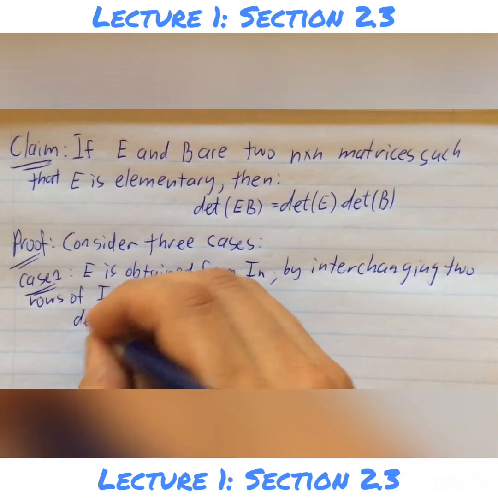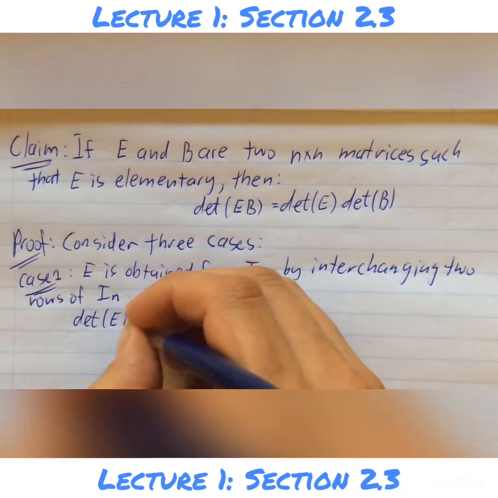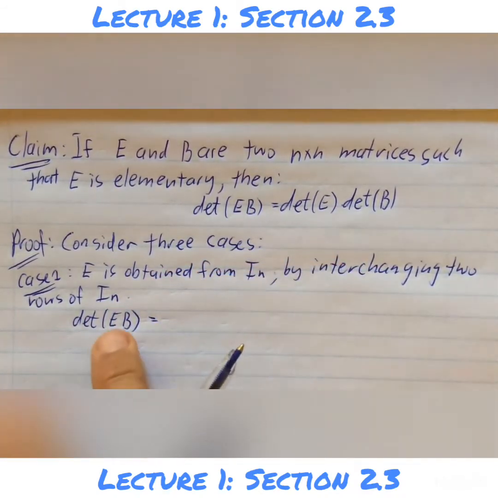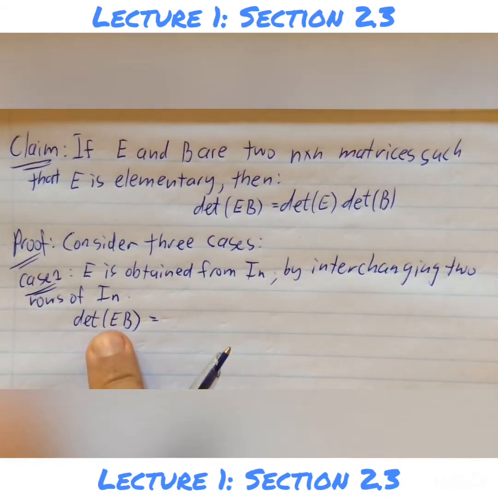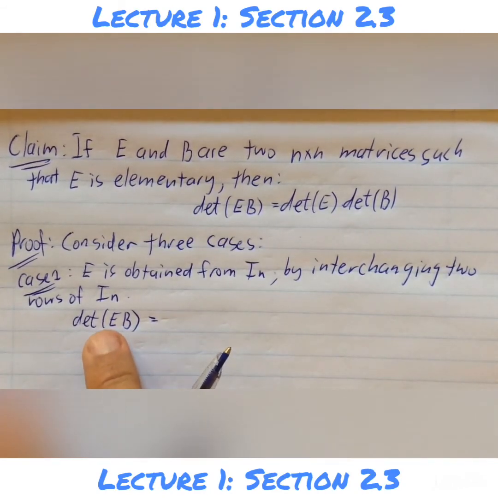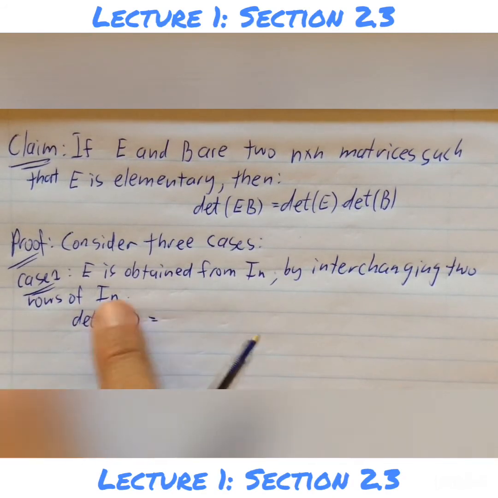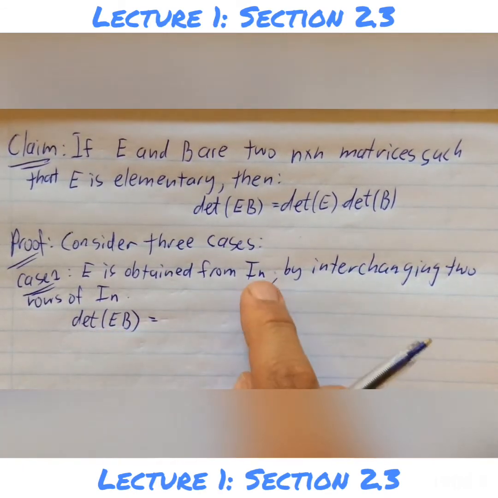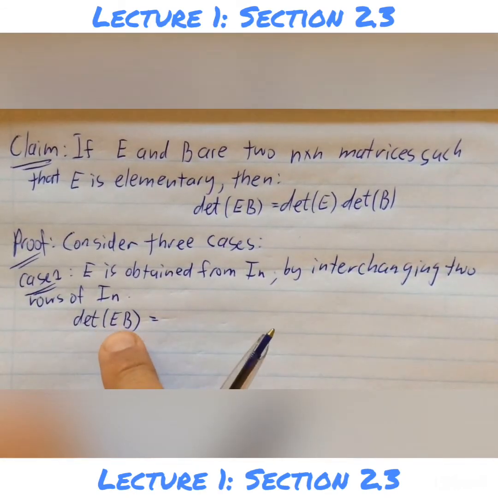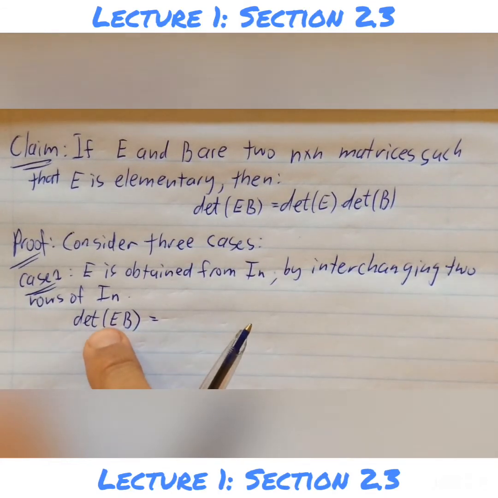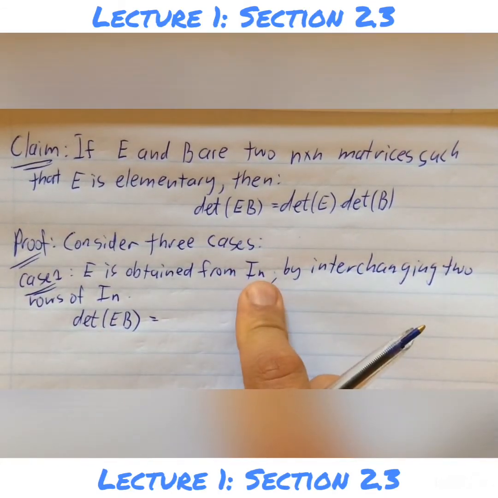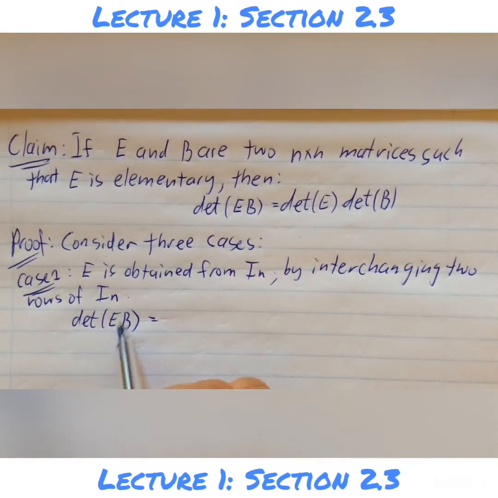Then, if you look at the determinant of EB, there's a law that states that if you take a product of an elementary matrix with another matrix, all you do is take the operation you use to get E from I and apply it to B. So how did we get E? We interchange two rows of I. So you calculate the product by interchanging two rows of B.